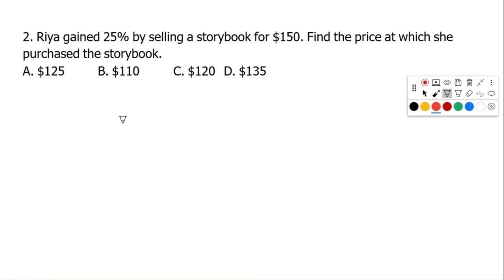Ria gained 25% by selling a storybook for $150. Okay, because it is CTS, the currency is in dollars. Say 125% of my cost price, I gained how much? 25%. 125% of my cost price is 150. Find the price at which she purchased the book.